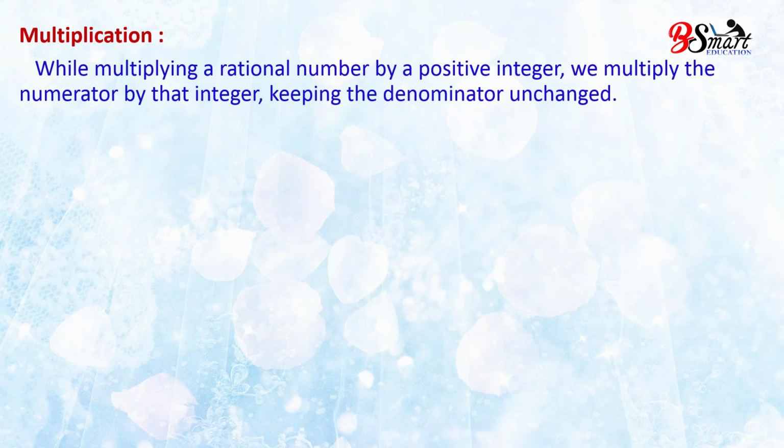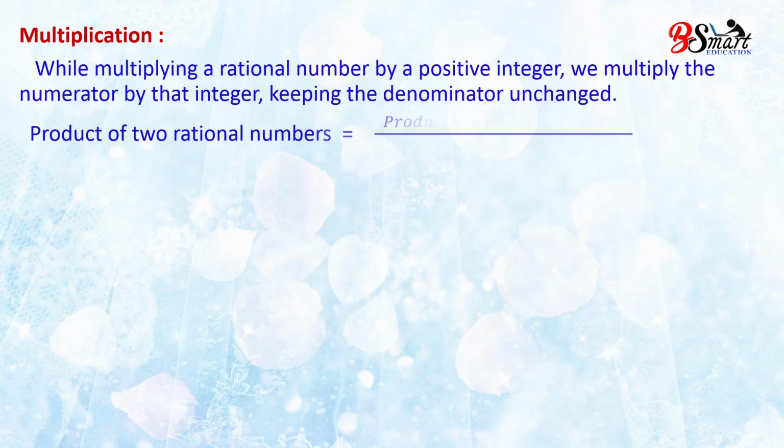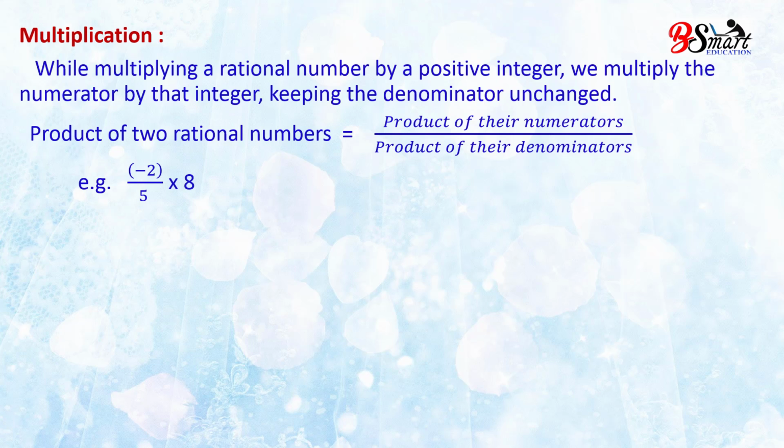Just as in the case of fractions, we multiply two rational numbers in the following way. Product of two rational numbers equals product of their numerators by product of their denominators. For example, minus 2 by 5 into 8. Therefore, minus 2 into 8 by 5. 2 8s are 16. Minus times plus is minus 16 by 5. Therefore, minus 3 integer 1 by 5.